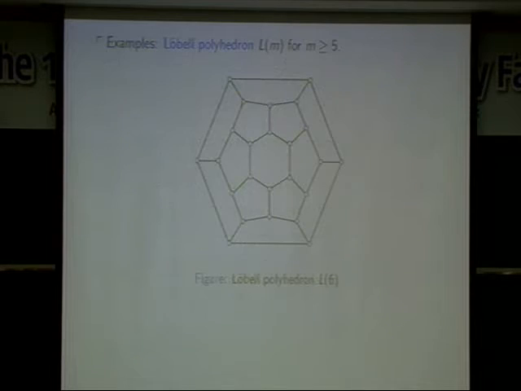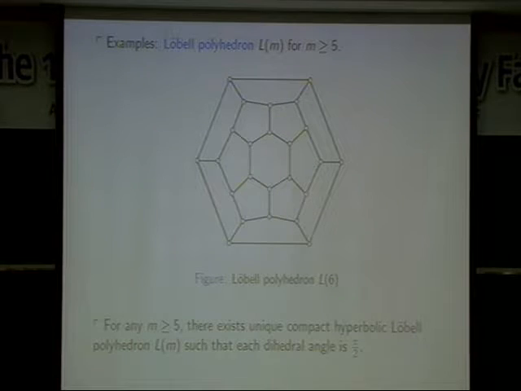Pi. Okay. So in this way we have a sufficient and necessary condition for what kind of hyperbolic polyhedron exists or not.